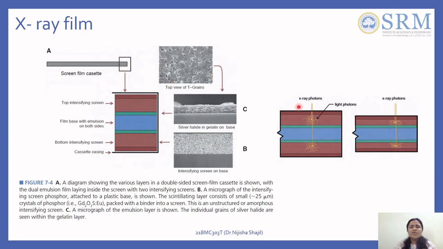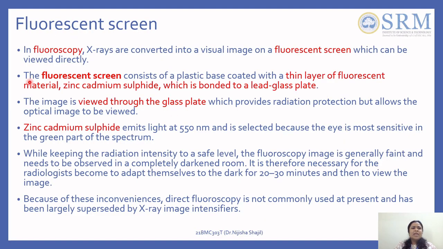Second way is you convert the X-rays into visible light, and you give that visible light to a fluorescent screen, and then you're going to see it. The second way is nothing but fluorescence. Like I told you, what X-rays you cannot see, you convert into visible light, and that you're going to see. That's all.